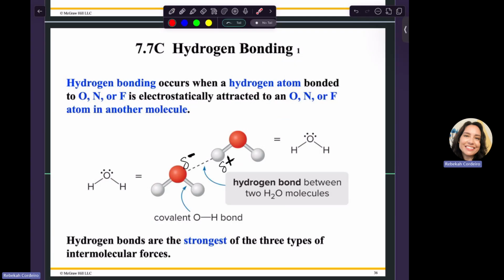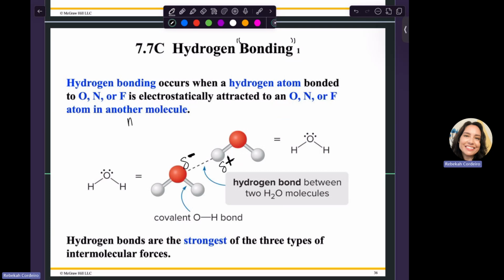So it's the same idea as a dipole because we have two polar, but because the oxygen's electronegativity is so high, it really makes a bigger difference. And so we look at hydrogen that is bonded to an O, an N, or an F. One molecule has the O, N, or F, and the other molecule has to have a hydrogen bonded to O, N, or F. And so the hydrogen bond is not the bond between the hydrogen and the oxygen. I know it's called bonding, but it's not really a bond. It's really an intermolecular force.